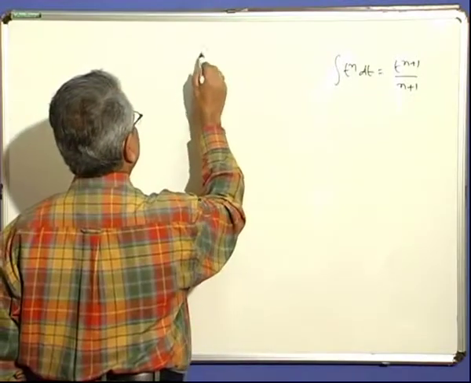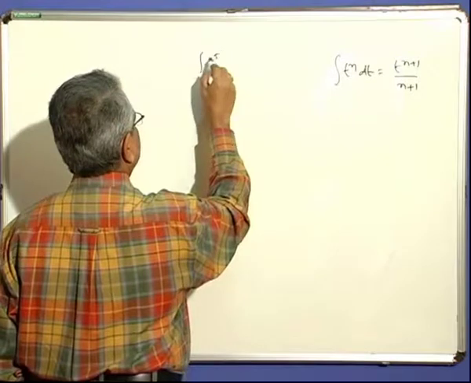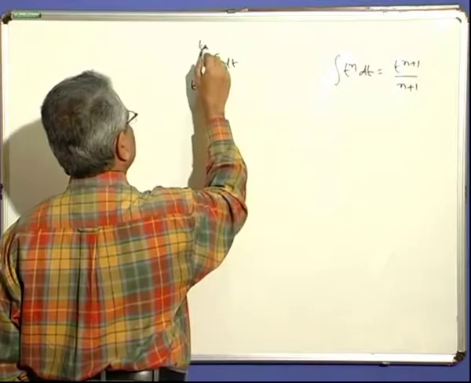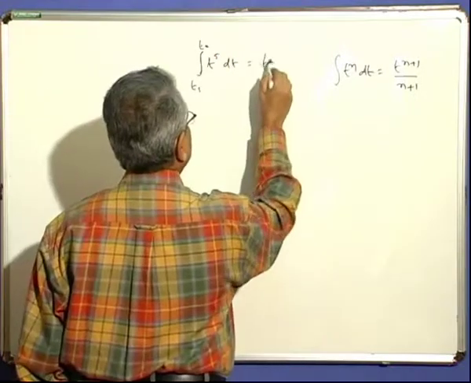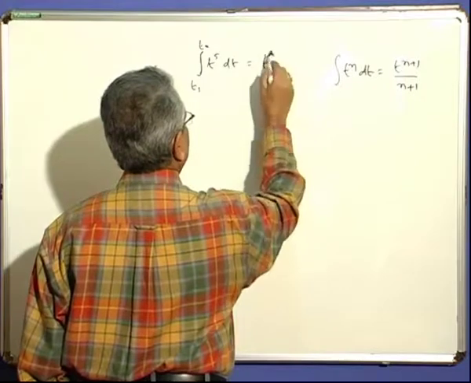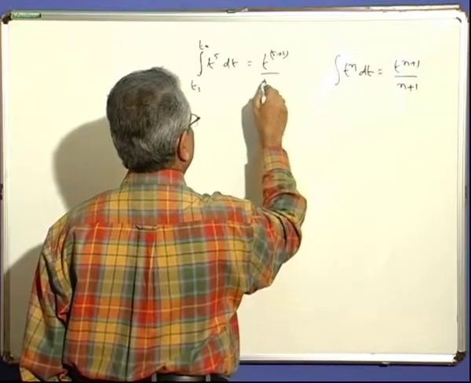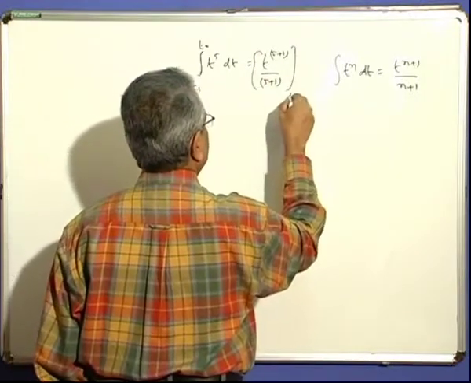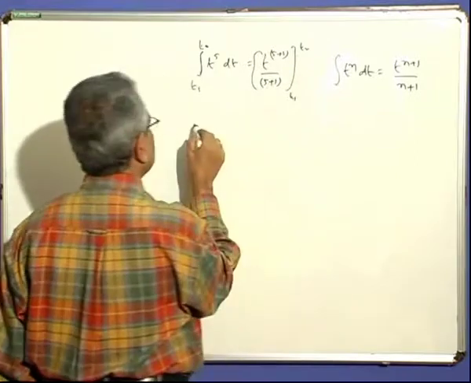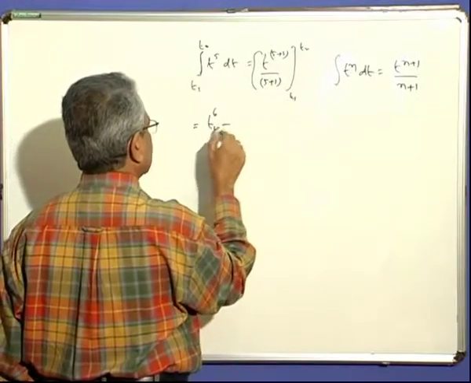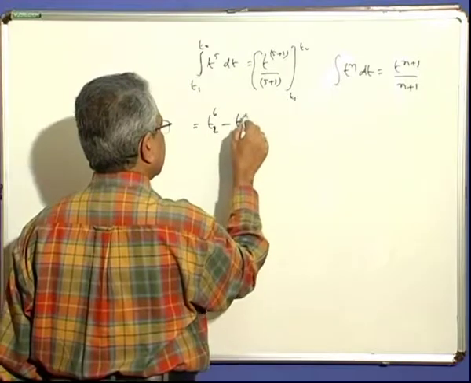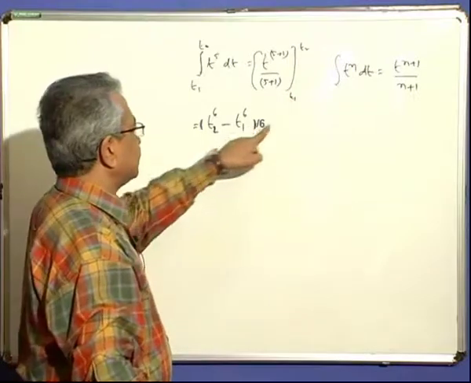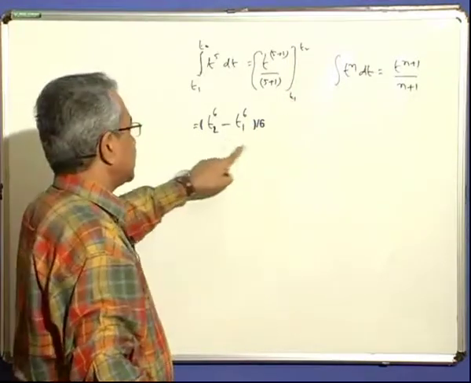So, suppose you want to integrate t^5 dt, and you integrate from the limits t1 to t2. You will get the answer as t^(n+1), meaning t^(5+1)/(5+1), where n is 5. Your integration is from t1 to t2. That means the answer is (t2^6 minus t1^6)/6. You must first substitute the top limit and then subtract the lower limit. So you put it like this.